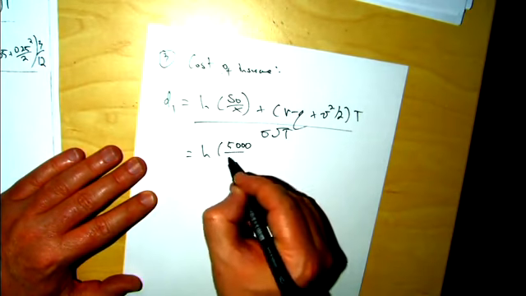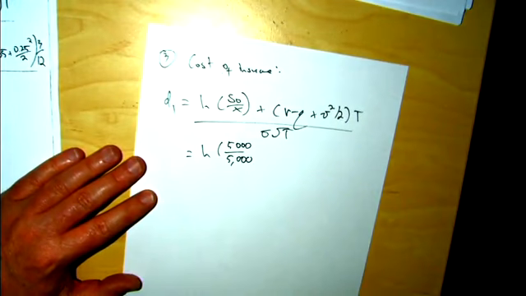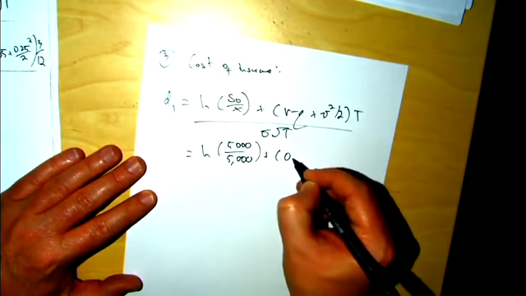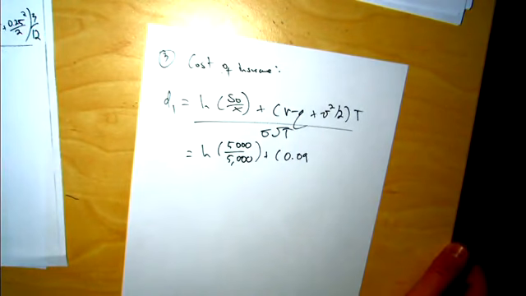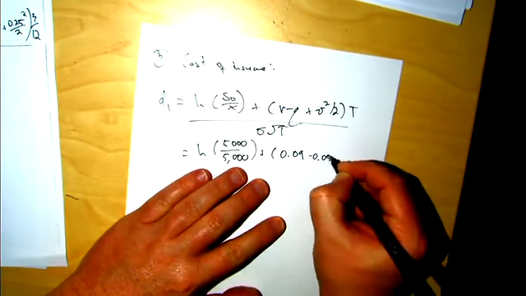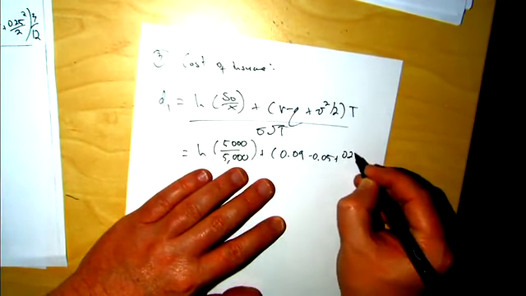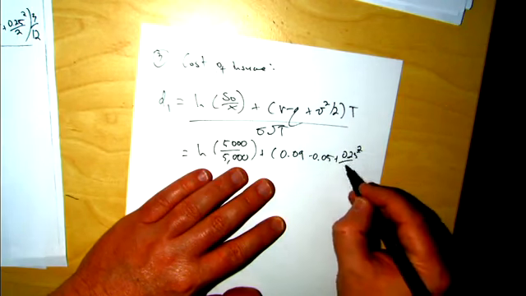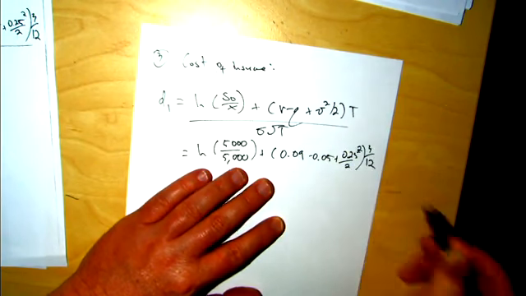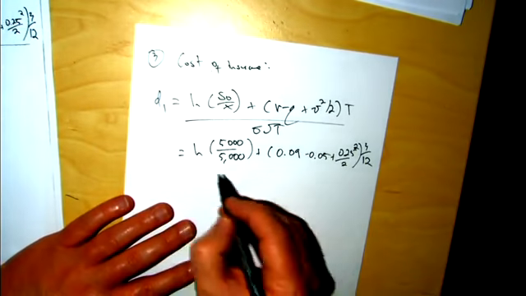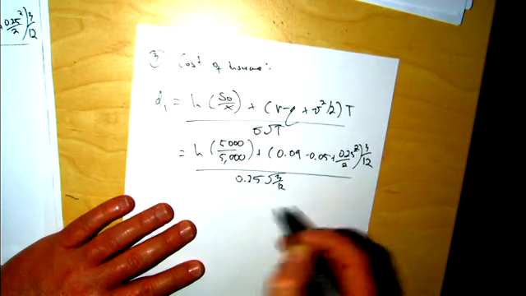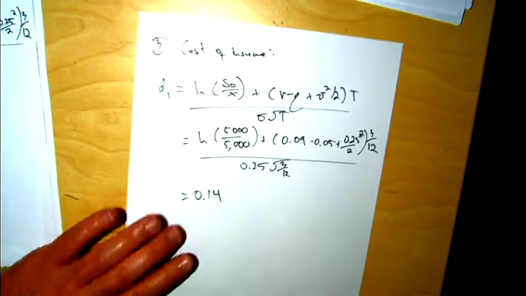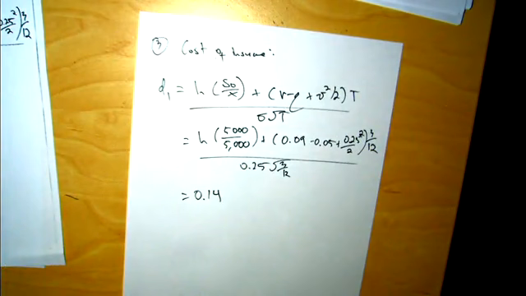spot price of 5,000, exercise price of 5,000, plus risk-free of 9%. We're going to assume it's continuously compounded because I haven't been told otherwise. Minus my dividend yield of 5%. Volatility was 25%. Square it, divided by 2. And the length of the option was 3 months, 3 on 12. Divided by the volatility of 25% times the square root of 3 on 12 gives me 0.14. Remember, I round to 2 decimal points when solving for D1 and D2.